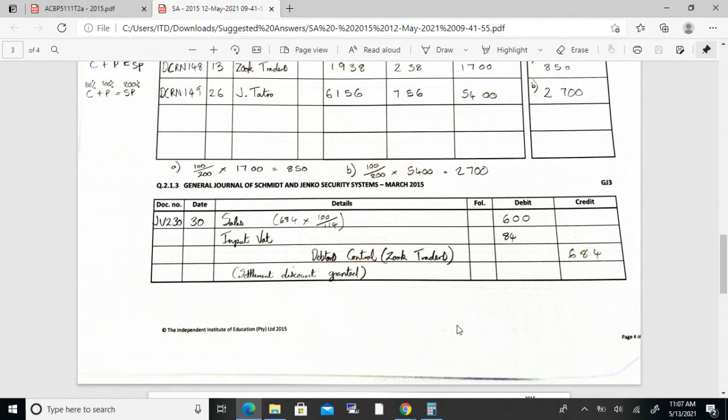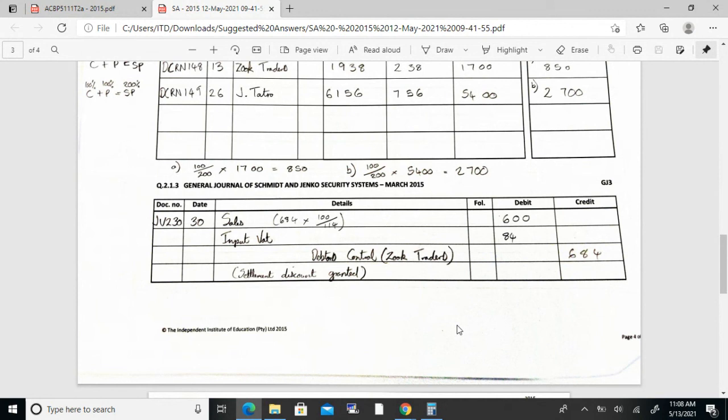So what we need to ask ourselves is, are we Zook Traders? No, we are not. If you look up there, it says source document of Shemid and Genco Security Systems for the month of March. So that's who we are. This means that this must have been a settlement discount granted.